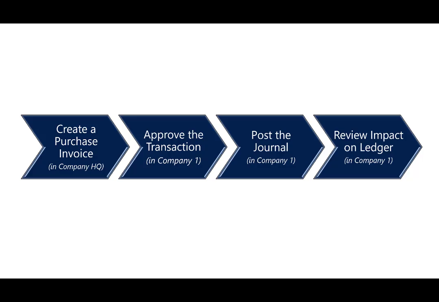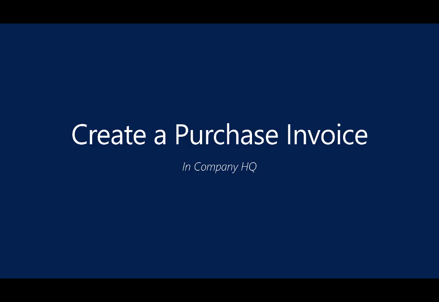So in this scenario, we will create the purchase invoice, and we will do that in the headquarters company. Then I'll log in to company one to approve the transaction. We'll post the journal entry while still logged into company one, and then review the impact on the ledger. So the scenario is I'm a parent company. I receive an invoice from a vendor for consulting services. Some of the costs are incurred by the parent, whereas some of the costs will be deferred to the subsidiary, in our case, company one.